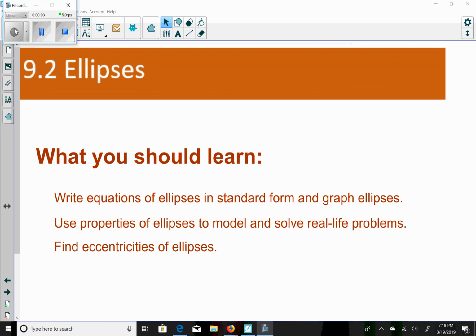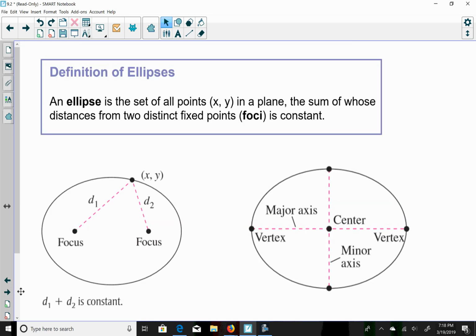Hi, this is Mrs. Ward, and today we're going to talk about ellipses. And we're going to write equations of ellipses in standard form, graph the ellipses, use properties of ellipses to model and solve real-life problems, and finally find the eccentricity of ellipses. So let's get started. First of all, the definition of an ellipse.